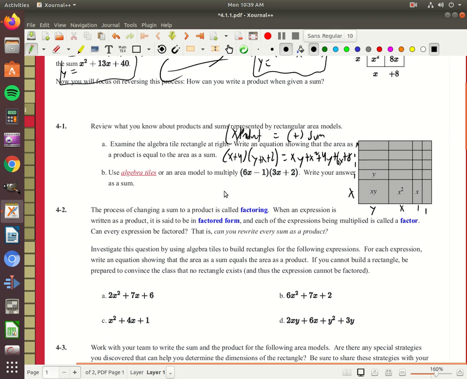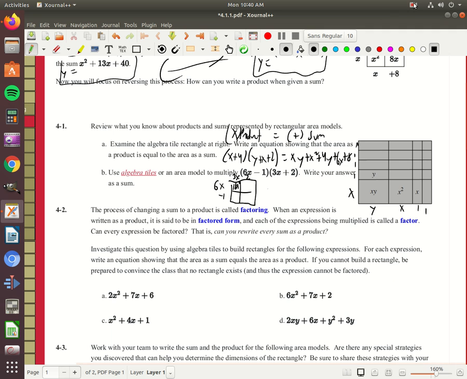And then it says use algebra tiles to break this shape up. Quite frankly, I don't really want to use the algebra tiles to do it. I'm just going to do a quick area model. Again, if you'll remember, we did these back in chapter 1. So this is a 3x plus 2, so this would be 18x squared.